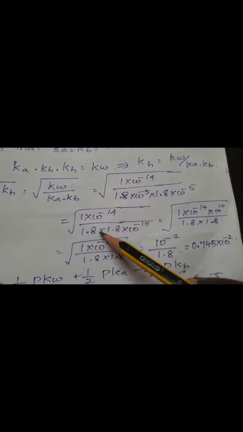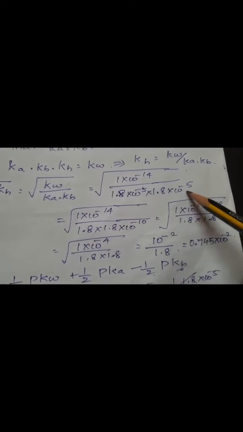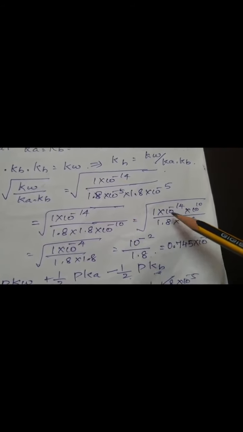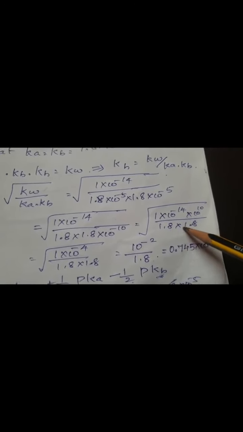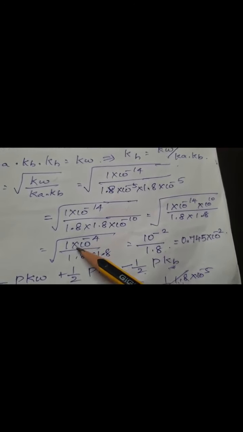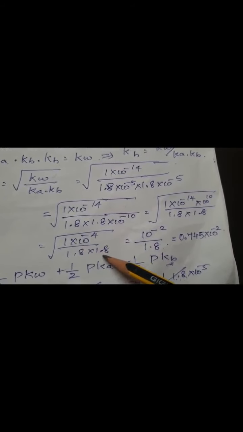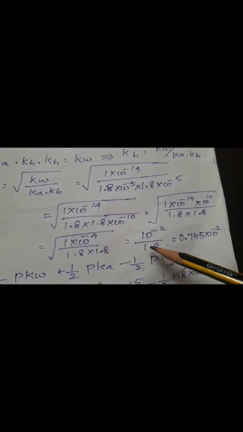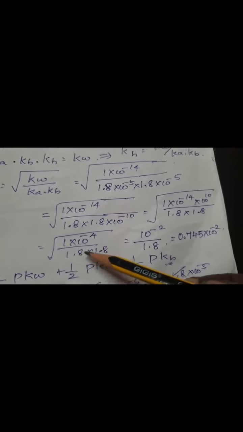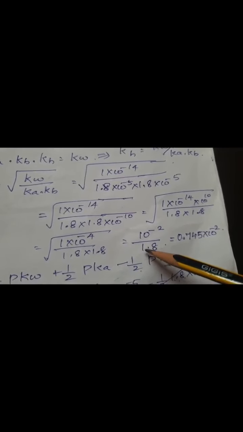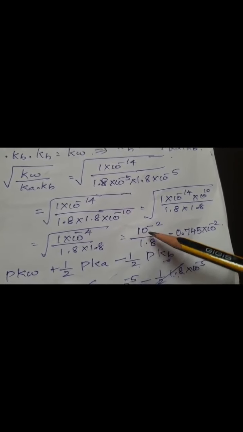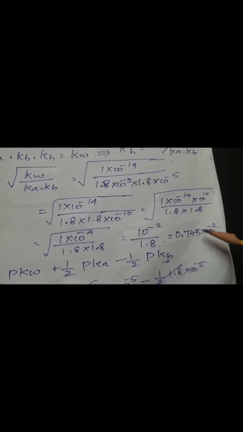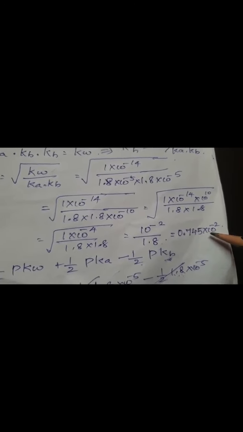So 1 into 10 power minus 14 divided by 1.8 into 1.8, and we add the powers to get 10 power minus 10. The 10 power minus 10 goes to the numerator, so 1 into 10 power minus 14 into 10 power 10 divided by 1.8 into 1.8. Simplify this: 1 into 10 power minus 4 divided by 1.8 into 1.8. Then we take the root: the root of 1.8 into 1.8 is 1.8, and the square root of 10 power minus 4 is 10 power minus 2. So divided by 1.8, you get 0.745 into 10 power minus 2.